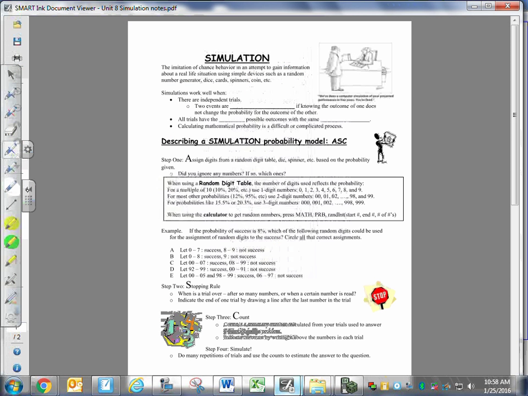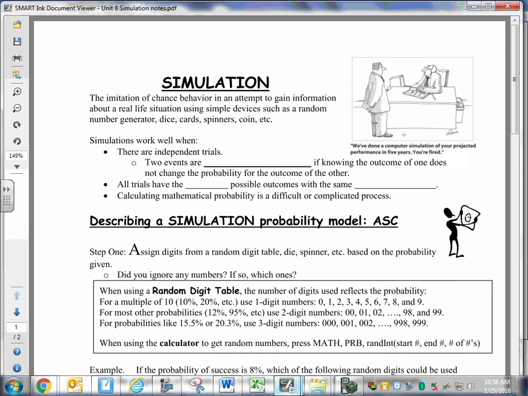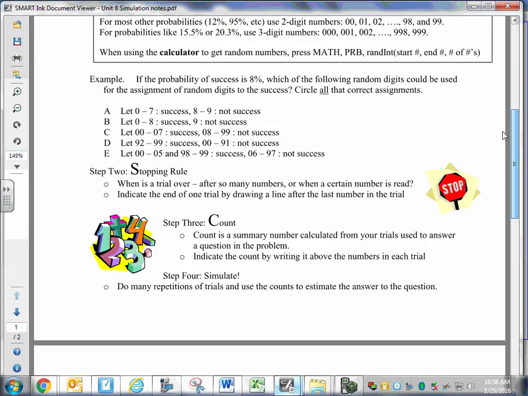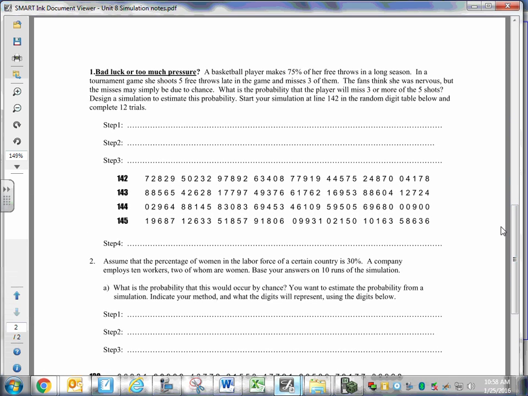What we're going to be doing is not rolling dice all the time. We're not going to be flipping coins all the time. We'll be talking about stuff like a person making 75% of his free throws, or there's a 30% probability of this, or a 20% probability of this. And instead of rolling dice to simulate things, we're going to be using random number generators.